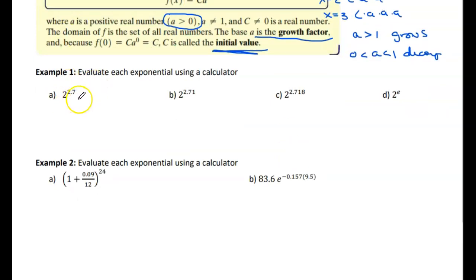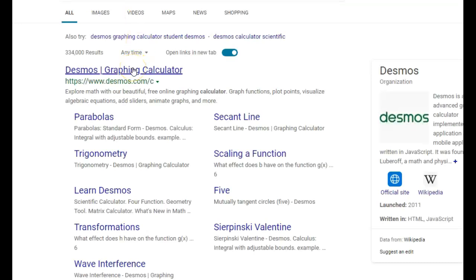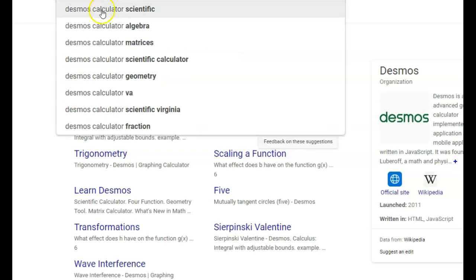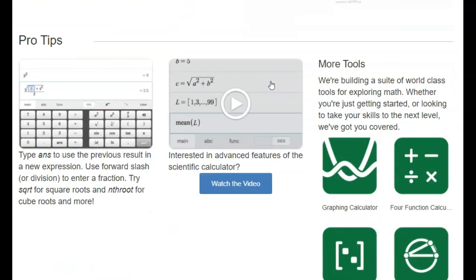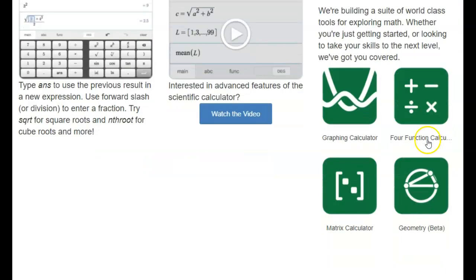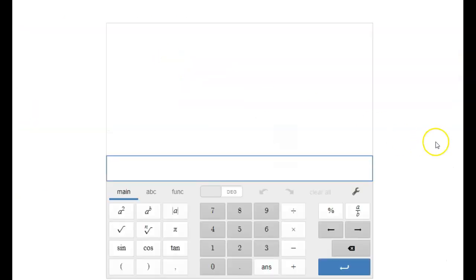Exponential functions you can evaluate in a calculator. We have a few examples here, a base number evaluated at different exponents. Let me pull out a Desmos scientific calculator. There it is. Okay, there we go.